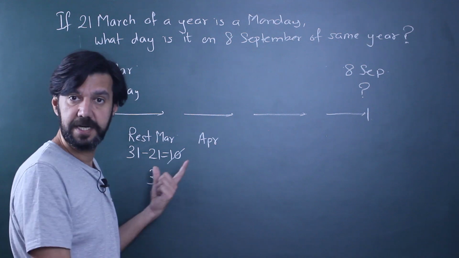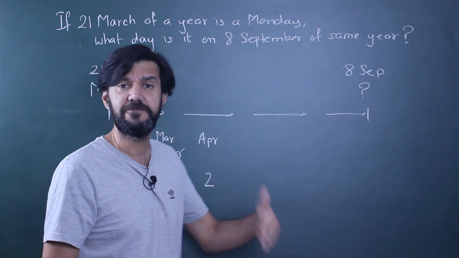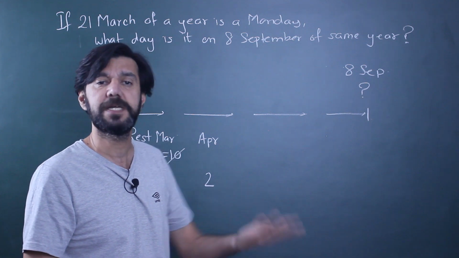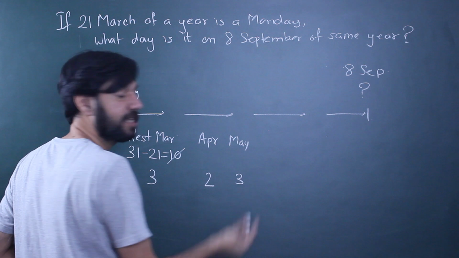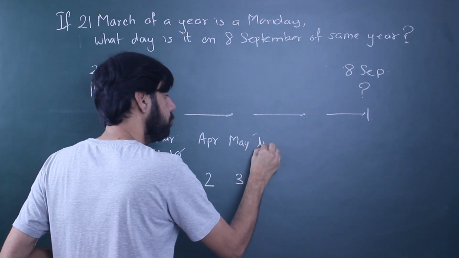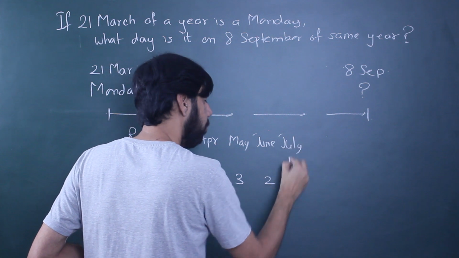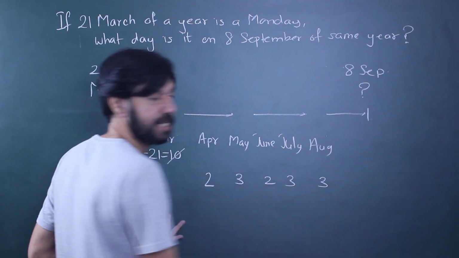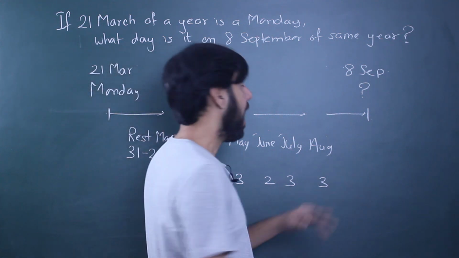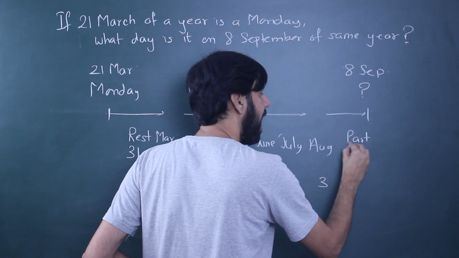April is a month of 30 days, and you should be aware that 30 is nothing but 7 4s are 28 plus 2, 4 weeks plus 2. April, 2 extra days. May is 31, so it will have 3 extra days. June is 30, 2 extra days. July 31, 3 extra days. August 31, 3 extra days.